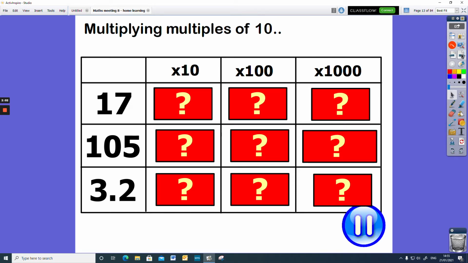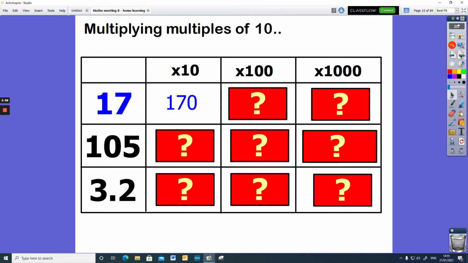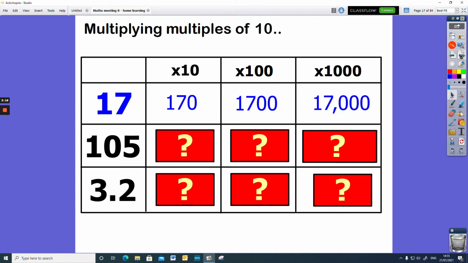Right, let's see, shall we? So we've got 17 times 10 is our first question. 17 times 10, 170. 17 times 100, 1,700. 17 times 1,000 is 17,000. You only need this comma when we go into our 10,000. Let's have a look at our next number now, shall we?